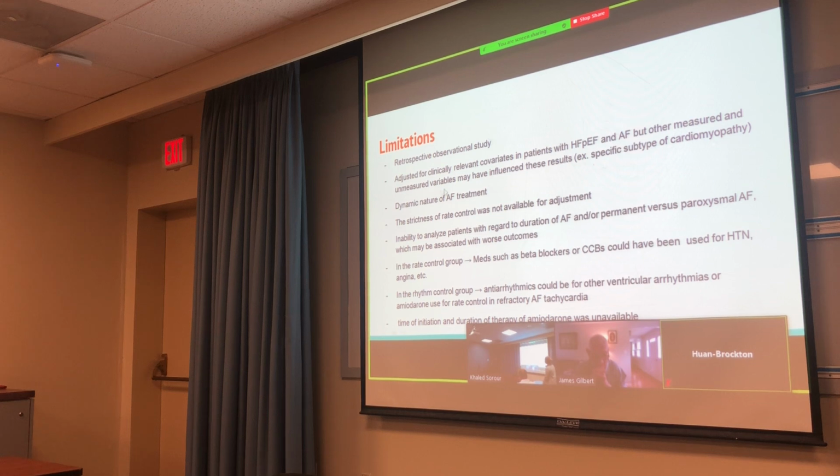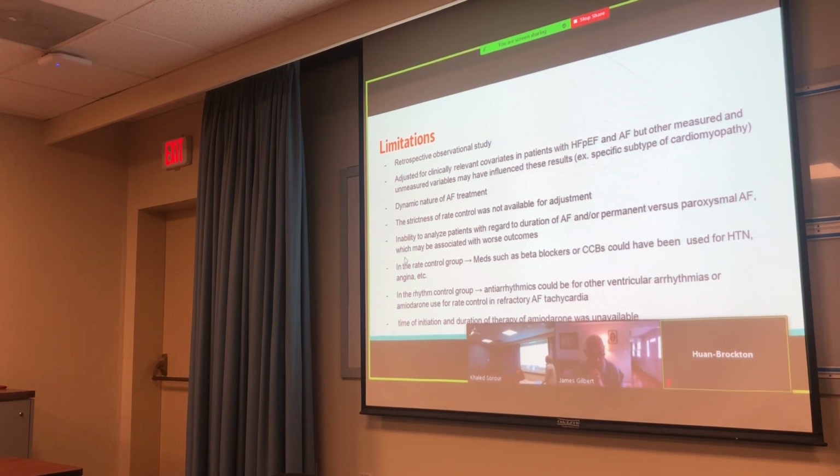rarer comorbidities. Again, this is a static picture in time of what the patient was being treated for their Afib in that moment. Afib treatment is pretty dynamic. Patients can be changed from rhythm to rate control or could be changed on different types of medications within those 2 groups. And again, the strictness of rate control wasn't available for adjustment. They didn't have that information, so we all have heard that stricter rate control can actually lead to worse outcomes.